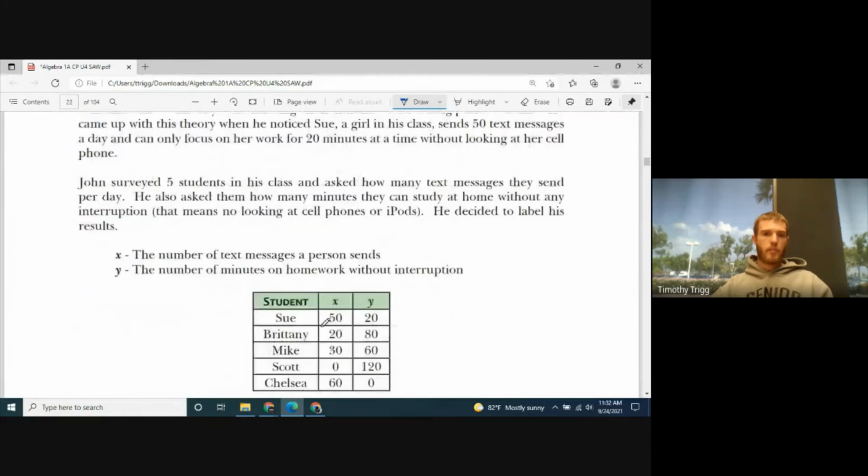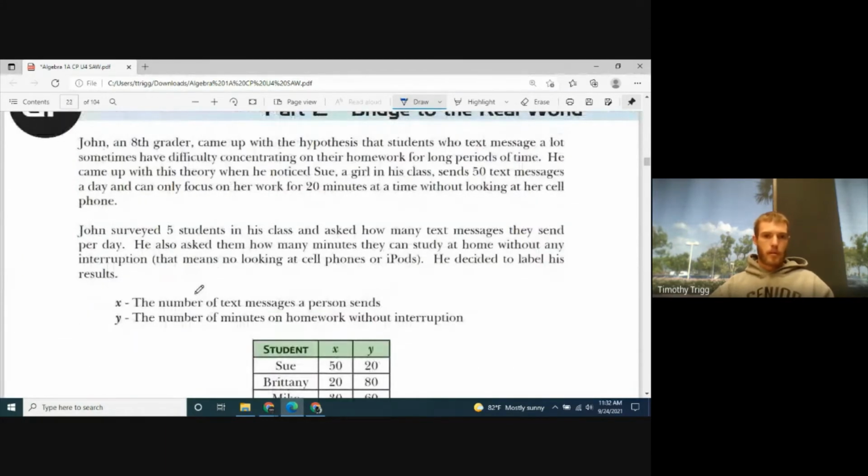Let's go ahead and read what this is saying. John, an 8th grader, came up with the hypothesis that students who text message a lot sometimes have difficulty concentrating on their homework for long periods of time. He came up with this theory when he noticed Sue, a girl in his class, sends 50 text messages a day and can only focus on her work for 20 minutes at a time without looking at her cell phone.